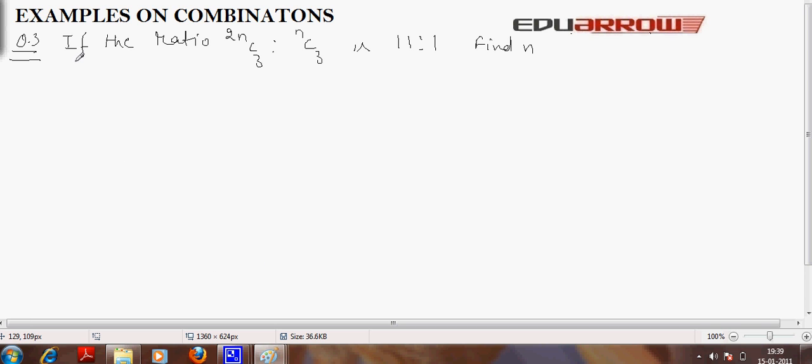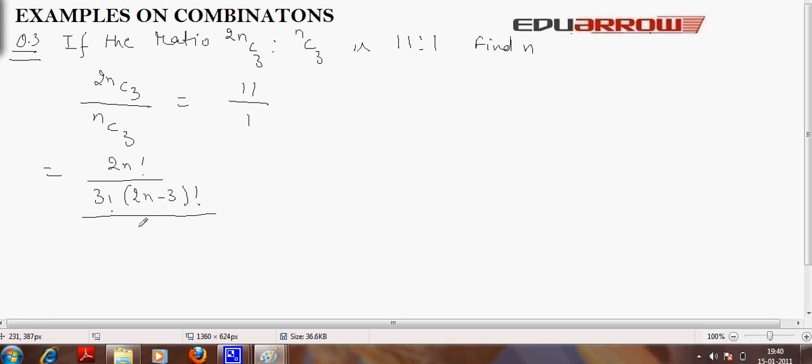In this question it is given that the ratio of 2nC3 to nC3 is 11 is to 1, and we have to find the value of n. Now it is given that 2nC3 divided by nC3 is equal to 11 by 1. Now apply the formula of combination in the numerator and denominator, we get 2n factorial divided by 3 factorial into 2n minus 3 factorial, divided by n factorial divided by 3 factorial into n minus 3 factorial, which is equal to 11 by 1.